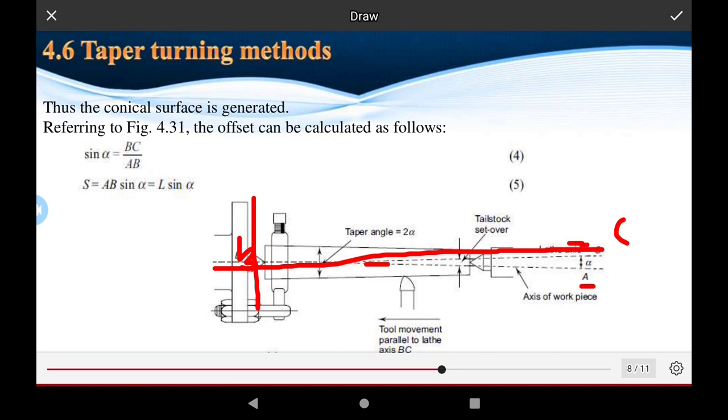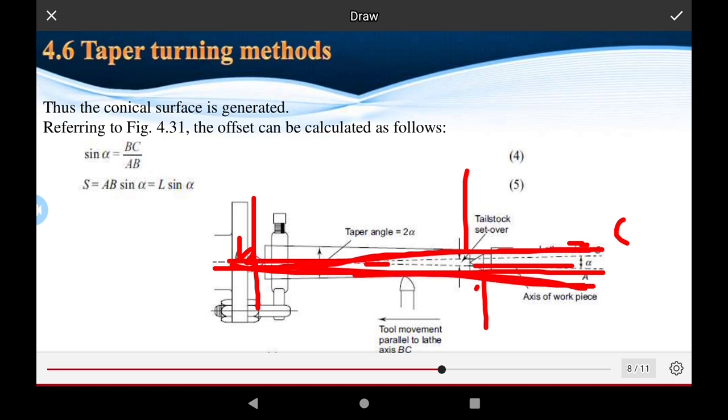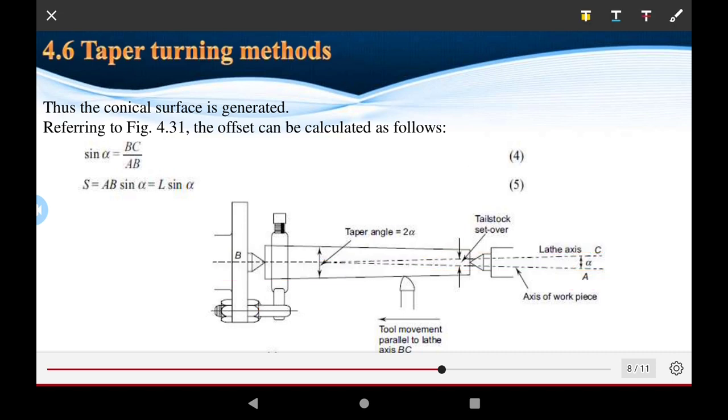This is side AB. So sine alpha equals BC upon AB. From this, find the value of alpha, using AB.